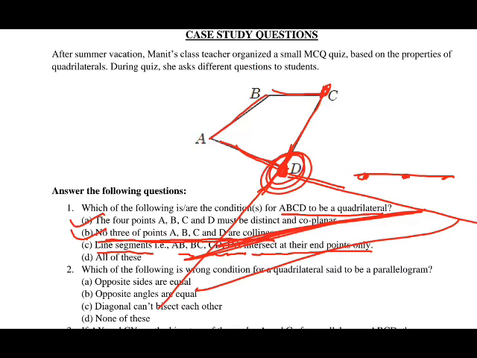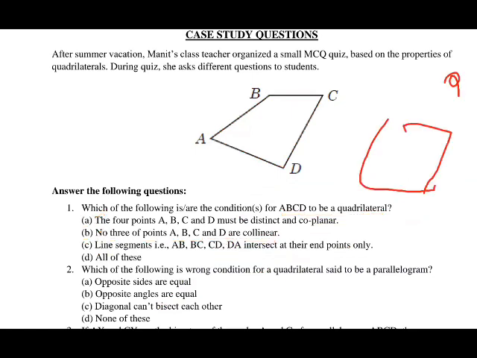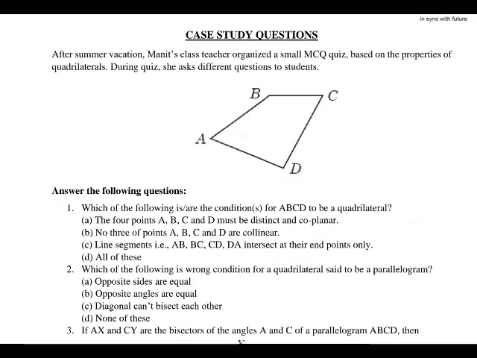So A, B, C, all of these three options are right. So what is the answer to this? D is the right answer, correct? For this option, all of these is the answer. Okay, beta? Yes. Okay.